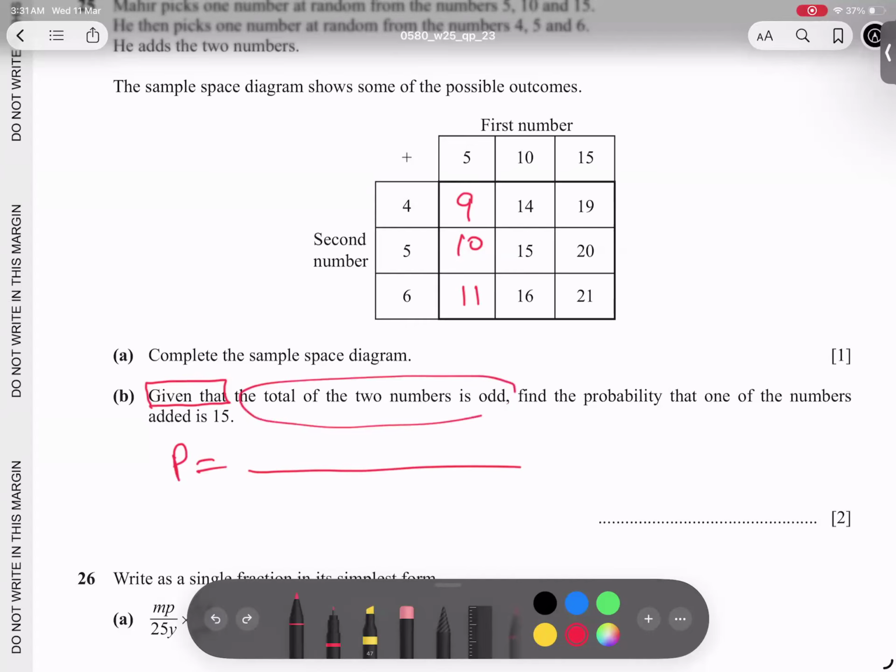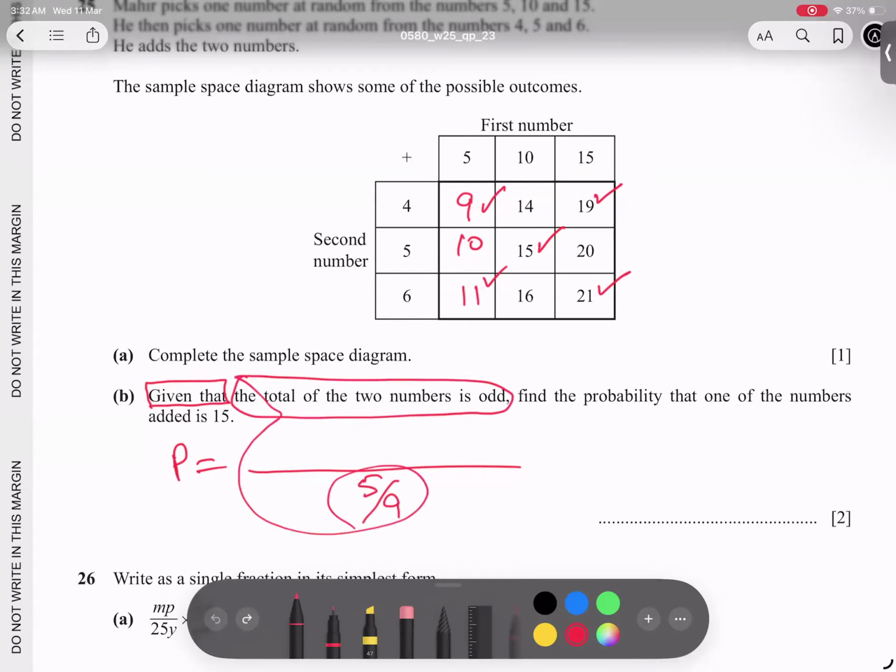So the total of the two numbers is odd. How many totals are odd? This is the total actually. Let me put tick marks. Odd, odd, odd, odd, and odd. So how many? 1, 2, 3, 4, 5. So 5 out of what? Total numbers are 9. So 5 out of 9. So whenever the words "given that" come, what is written after will go in the denominator.